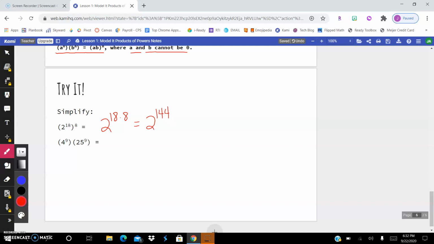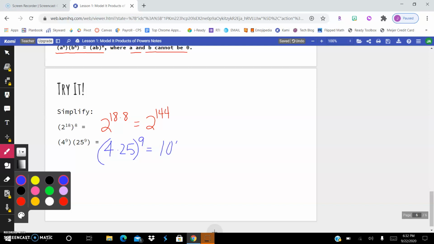And then our last problem here shows different bases. So we have 4 and 25. So we're going to multiply those. And both of them have the exponent of 9. So we're going to get to keep that 9. 4 times 25 is 100, and to the 9th power.